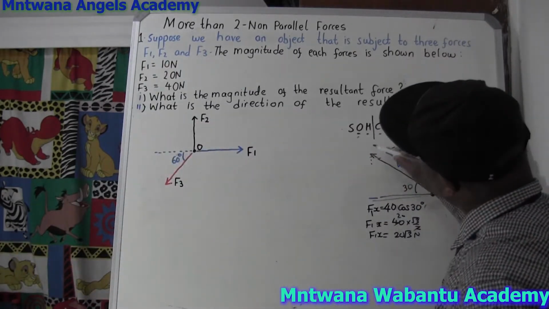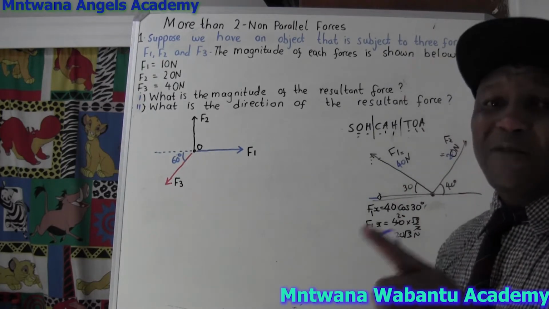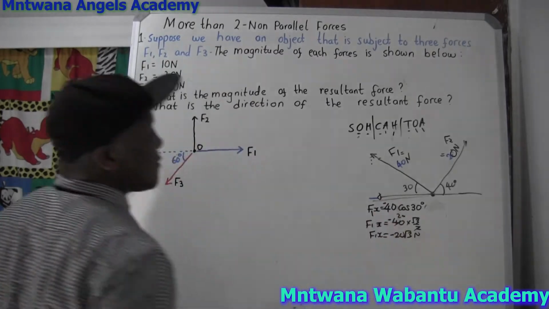Look, it makes a lot of sense. If this is going up, and I have to bring it down, the direction of this force is going to be to the left. But anything to the left is always negative, meaning this force F1x is going to be negative. So I must say negative. You know what I'm saying?